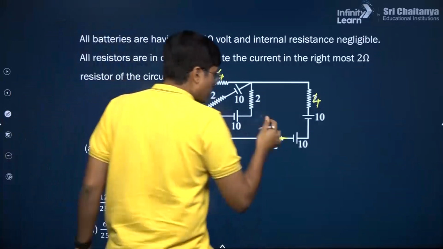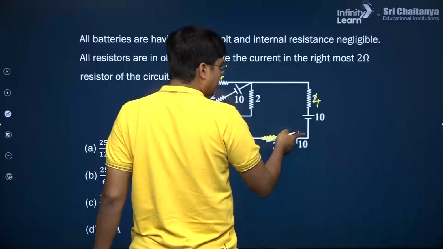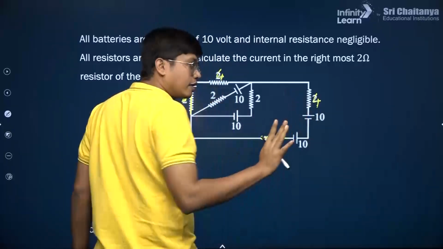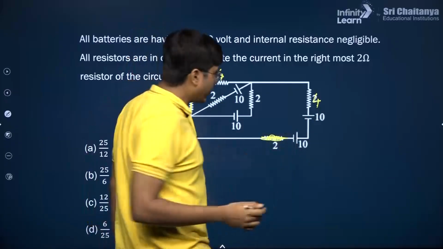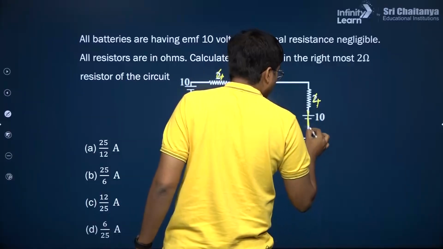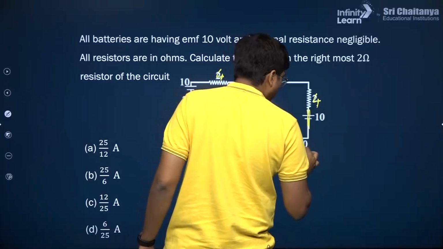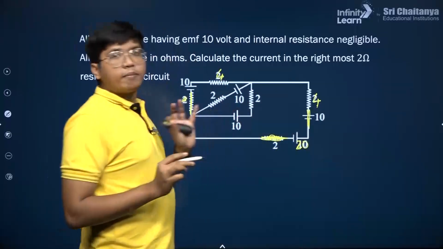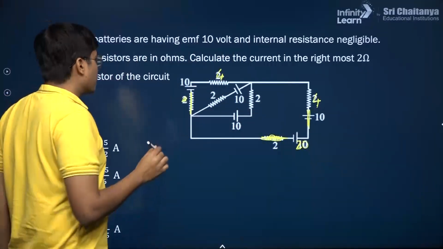Also, forget about this 10 and 10. See, this 10 volt cell and this 10 volt cell are in the same direction with nothing in between, which means ignore this, make this into 20 volts, 10 plus 10. Why am I doing that? Because now things are very simple.